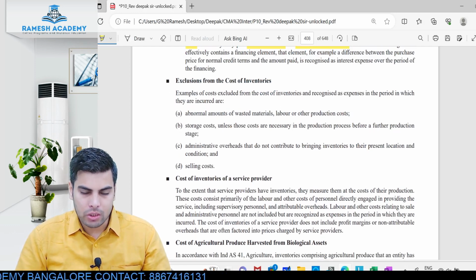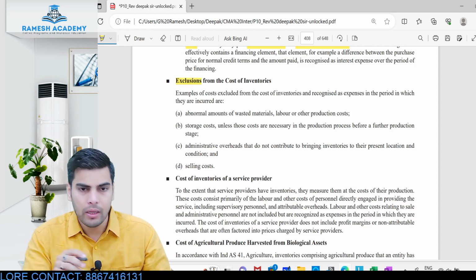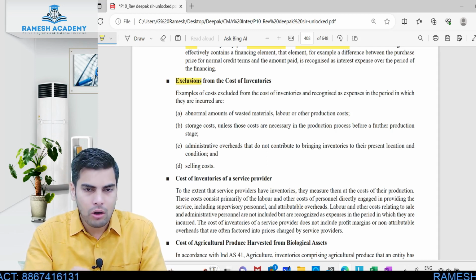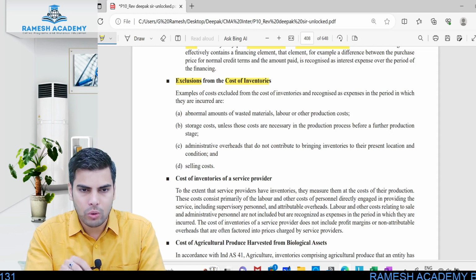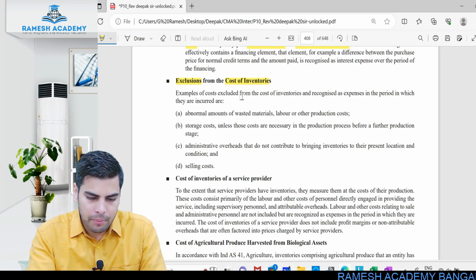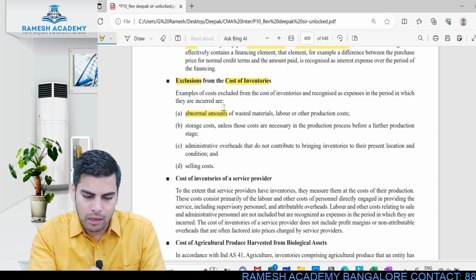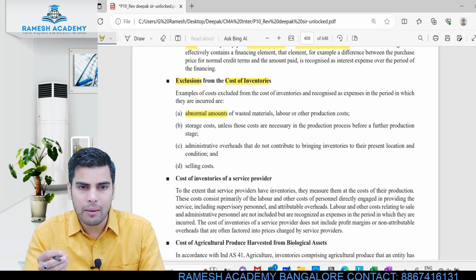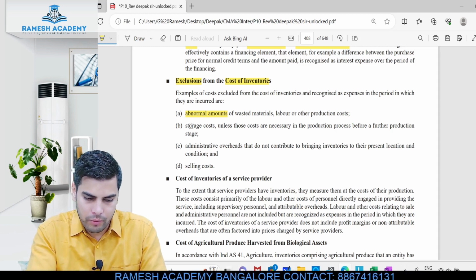Now when I say exclusion from the cost, what are the things which will be excluded? This is also important. There are a few things which you need not include. While determining the cost of inventory, look at this exclusion. Examples of costs excluded from the cost of inventory and recognized as expenses in the period in which they are incurred are abnormal amounts of wasted material, labor and other items. So any abnormal item you just need to exclude. It will not be forming part of your cost of inventory.